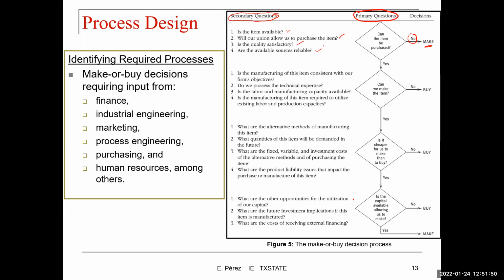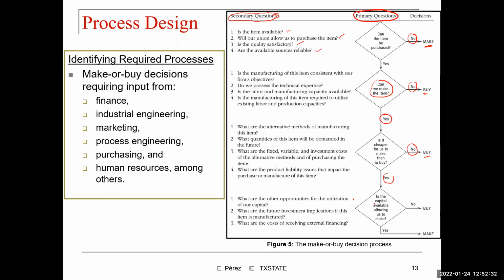Can we make the item? That's the next question. If the answer is no, then that's simple, right? You don't have the machines, you don't have the expertise, then you're forced to buy that part. But if the answer is yes, then the next question would be, is it cheaper for us to make than to buy? If you make the decision to manufacture these parts in your facility, is it going to cost you more to do that than to buy? If the answer is no, then you buy. If the answer is yes, then you move down.